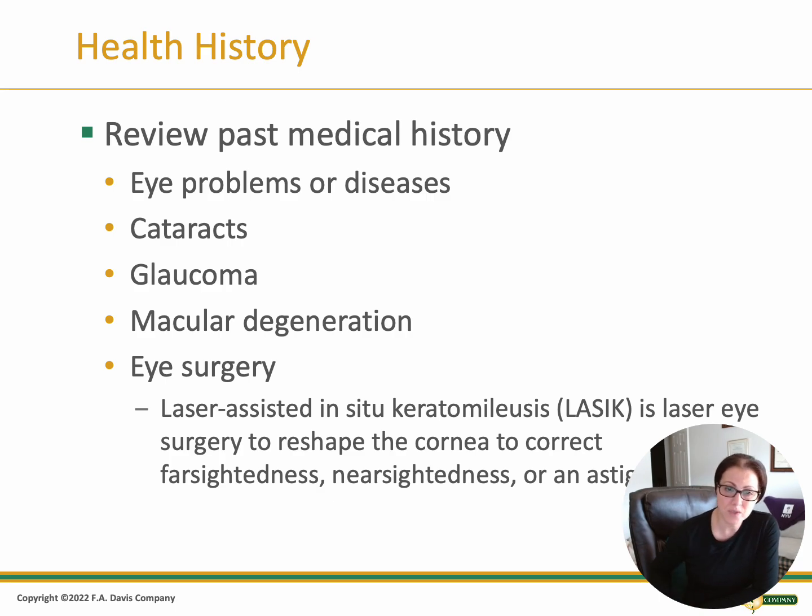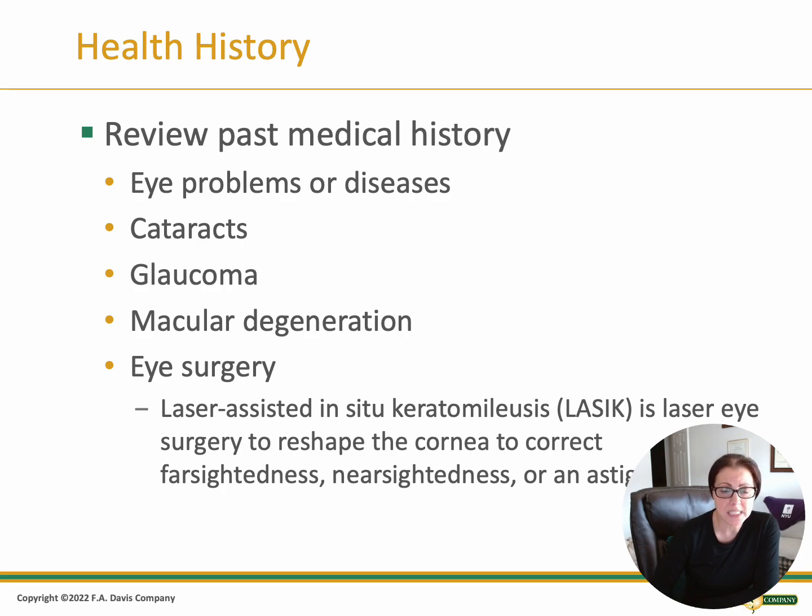Family history is also extremely important to ask about. Some of these complications, cataracts, glaucoma, macular degeneration, are hereditary, so it's important to determine if there is a family history. Cataracts is simply a clouding of the lens.